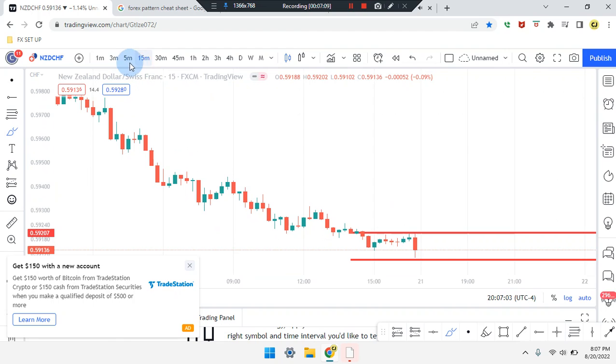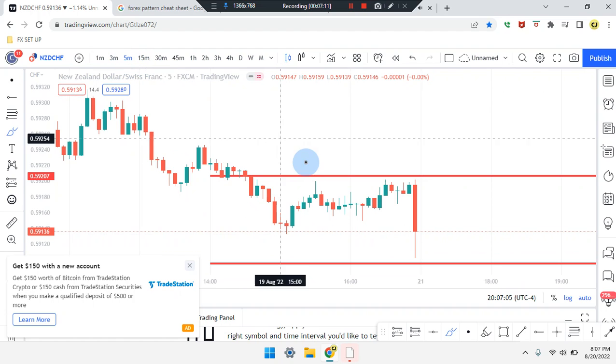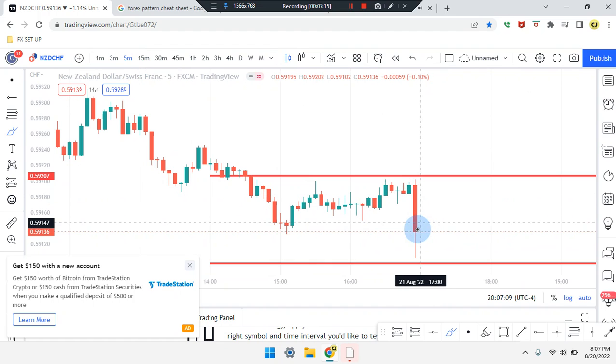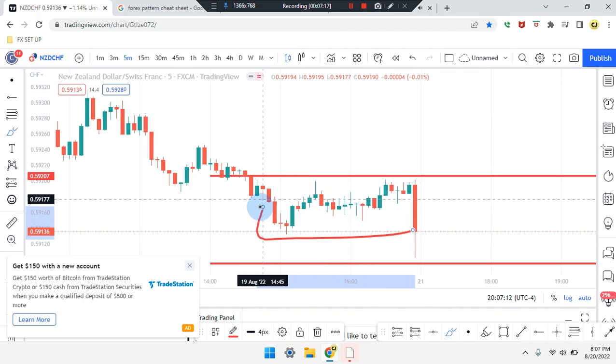Reading the same thing with the 15 minute time frame. 5 minute also reading the same thing, much more clear. We see that full engulfment of the price action candle to the previous side.